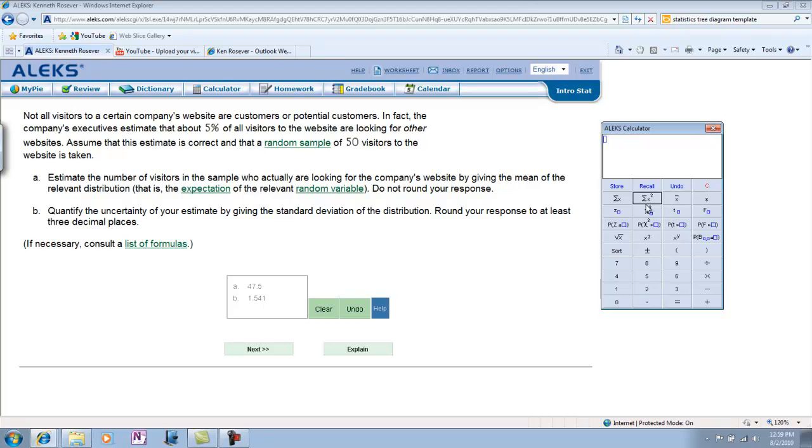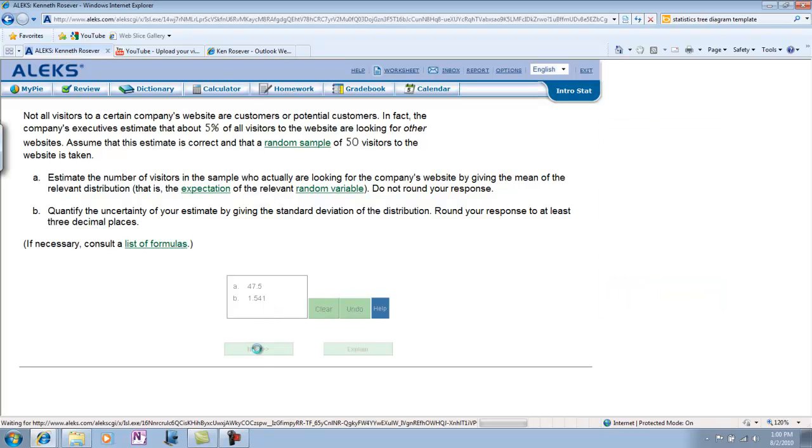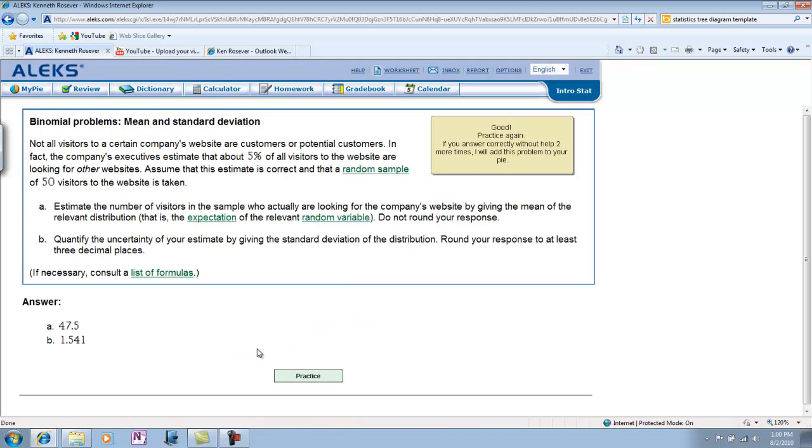And when you take the square root of n is 50, times p is 0.95, times q, which is 0.05, you get 1.5411, which we round to 3 decimal places and get that. So that's our answer. It says good, we'll practice again, we'll do another one.